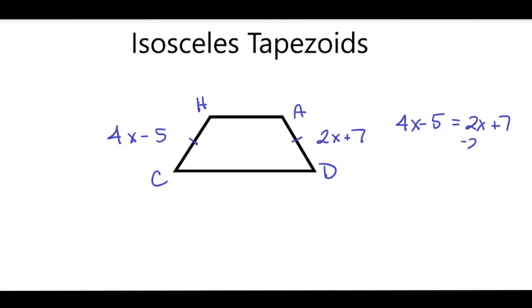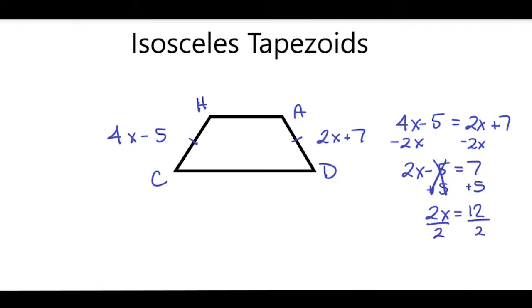So I will subtract 2x, subtract 2x. I'm left with 2x minus 5 equals 7. And I will add 5, add 5. Those cancel. I have 2x equals 12. Divide by 2 on both sides, and x equals 6. So I know the value of x.